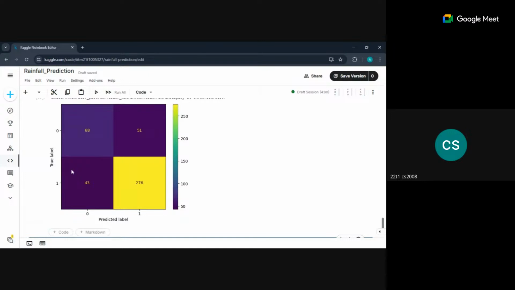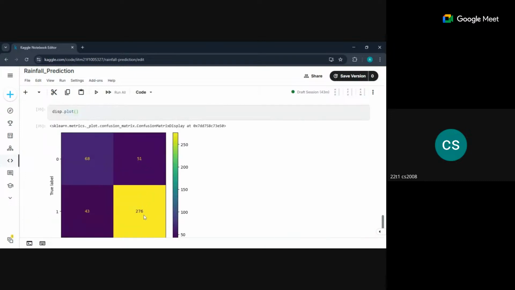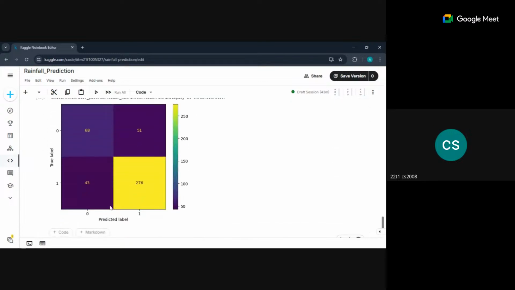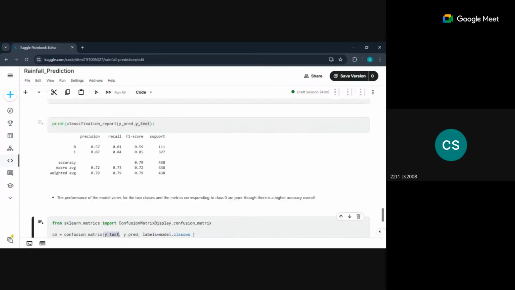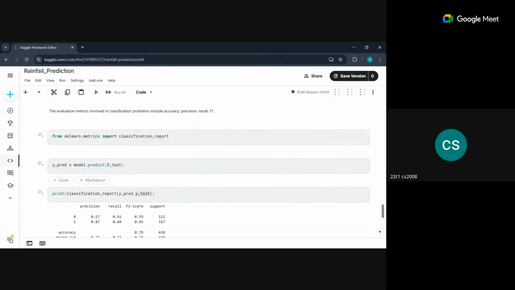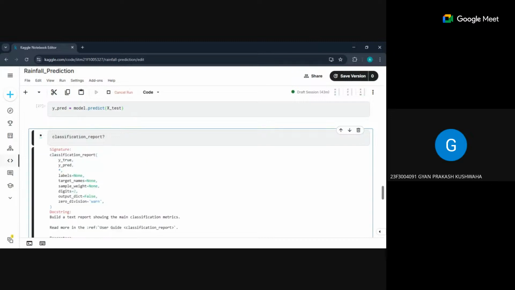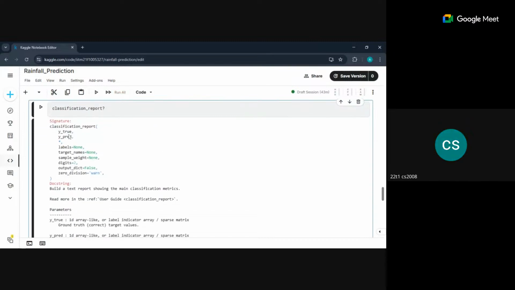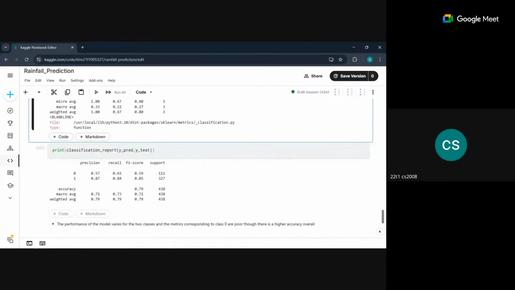Okay, this has become the other way around. So 68 plus 43 is 111 and this is 327. So this has come out reversed here. Did we end up giving this in reverse? So did you all realize the mistake? Yes, sir. The classification report takes y true first and then y prediction. So we have given it the other way around.